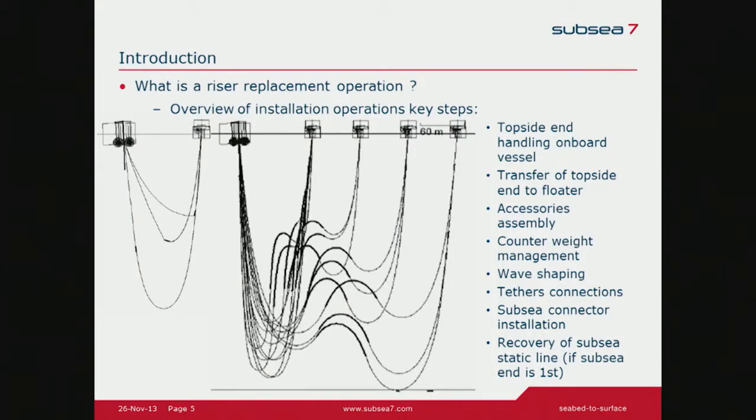Wave shaping, which is again managed by the vessel, but the counterweight can also play a role. And tether connections. If we have a tethered wave, we need to get the wave down and manage the connection afterwards. And then subsea end and connector installation on board, or directly down.